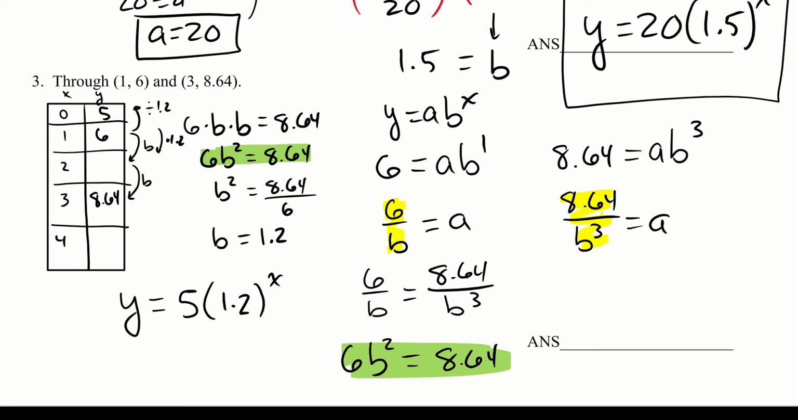So I was able to come to the same spot by writing a system of equations or by using a table and figuring out what this was multiplying by. So at this point, we've already checked it. It was the solution, right? y is equal to 5 times 1.2 raised to the x power.